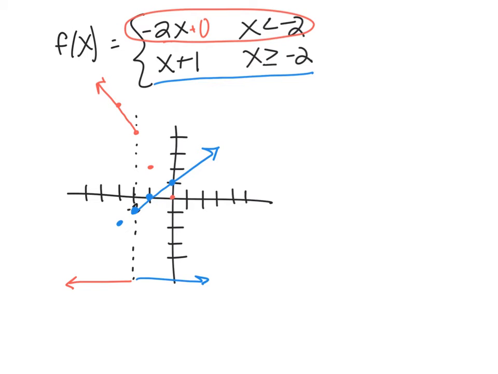So if you remember, a function can't have 2 points on a vertical line. So right now at negative 2, it looks like we have 2 points. Since the bottom one is where it's greater than or equal to, that should be a closed circle. Whereas this top red one, that's when x is less than negative 2. That should be an open circle up top.